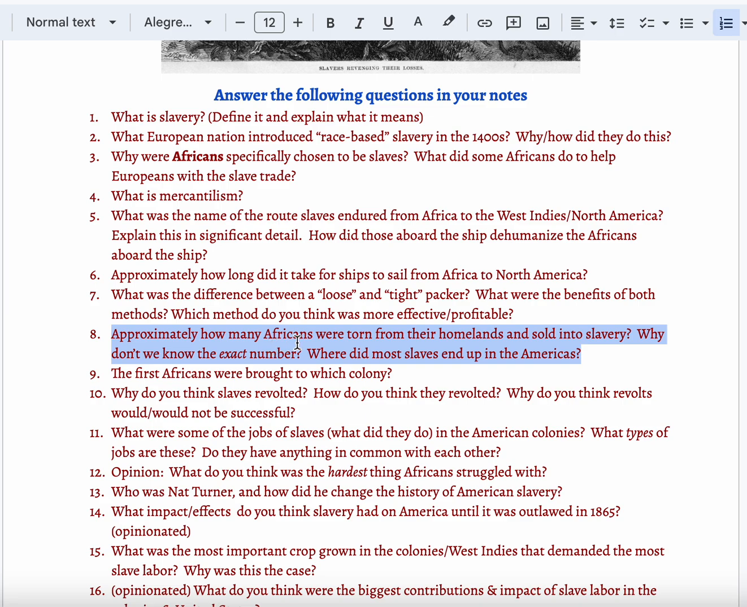When I asked you to say approximately how many Africans were torn from their homeland and sold into slavery, it's about 10 to 14 million. Archaeologically speaking, that is the estimate.